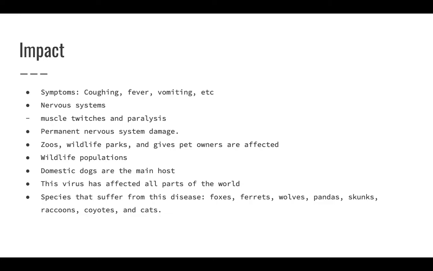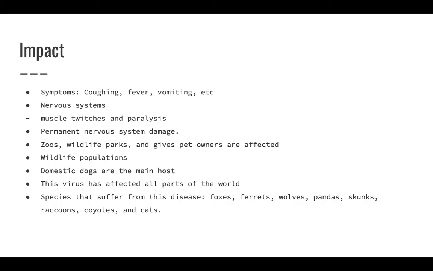Some of the symptoms are fever, vomiting, and coughing, and many of these symptoms are similar to rabies and COVID-19. This virus attacks the nervous system, which can mean muscle twitches and paralysis, and even after recovering from the virus, they can still have permanent nervous system damage.